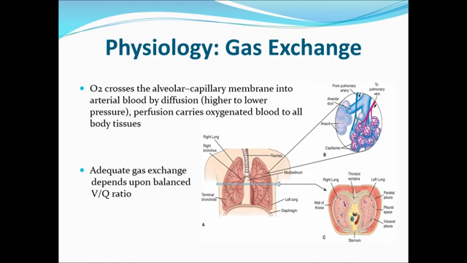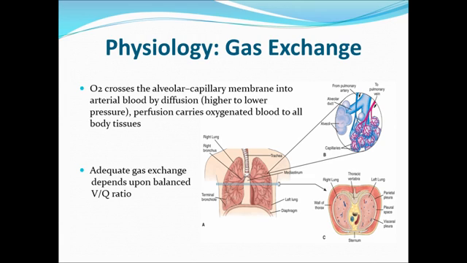From a physiology standpoint in relation to gas exchange, and I kind of touched on this a little bit before, the O2 crosses the alveolar capillary membrane into the arterial blood, and it does this by diffusion. So there's a higher concentration of oxygen in the alveoli than there is in the blood. So it moves from higher to lower concentration. And once that oxygen is then in the blood, it's the process of perfusion or circulation that carries that oxygenated blood to all the body tissues.